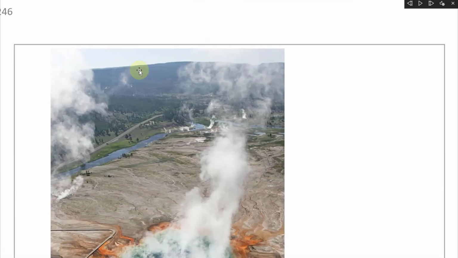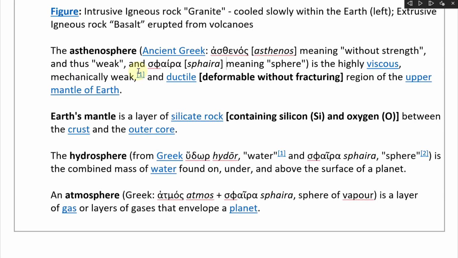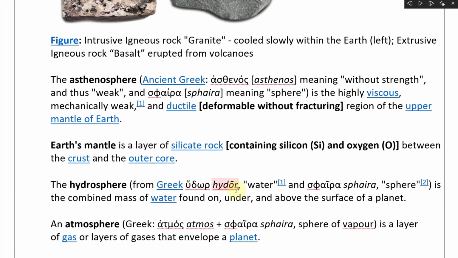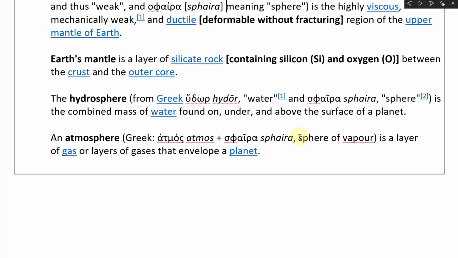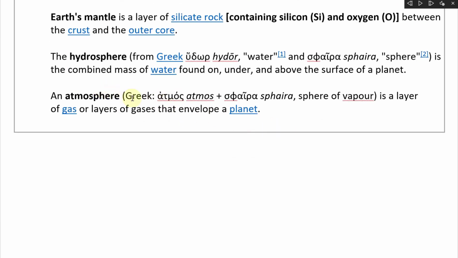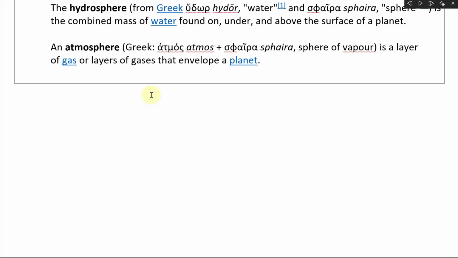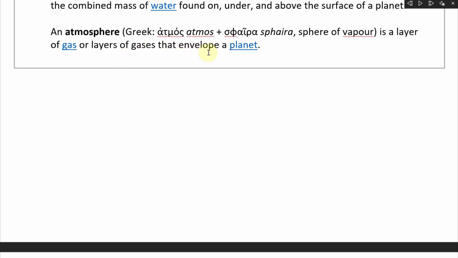Continue further. The next is the hydrosphere, from the Greek hydro, water, and sphere. It is the combined mass of water found on, under, and above the surface of a planet. And an atmosphere, Greek atmos, vapor, and sphere, or sphere of vapor, is a layer of gas or layers of gas that envelope a planet.